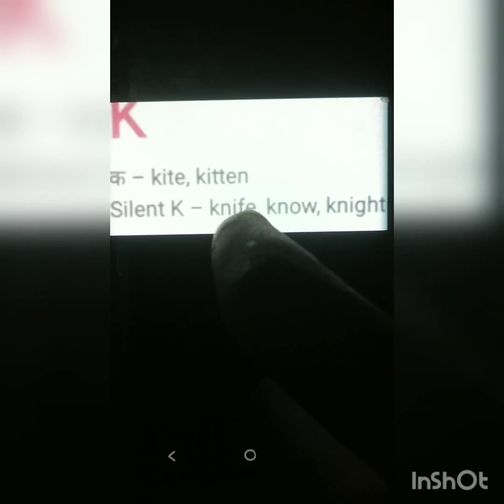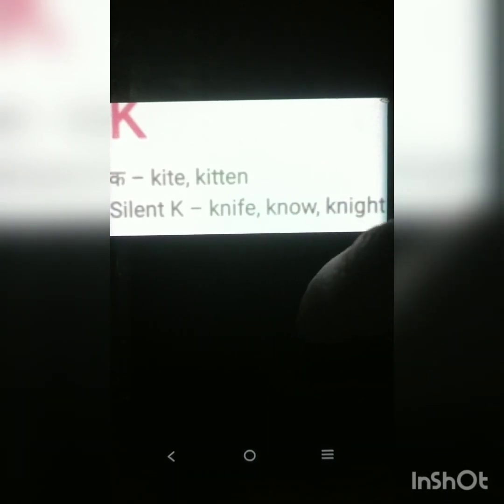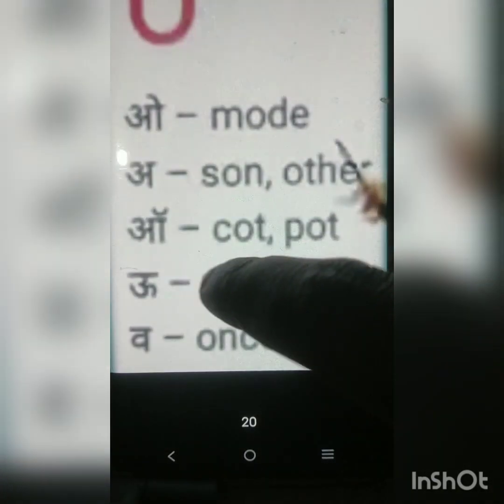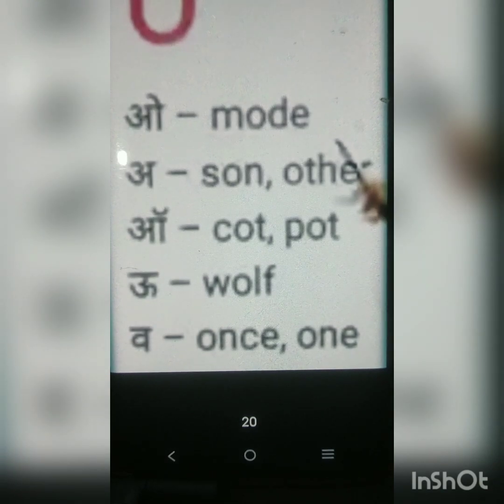Knight, night. So you see K has come before N. That's why the K sound is silent here. Only N is making the sound of the word. That is the thing. Now O has 5 types of sound. You have to say with me.